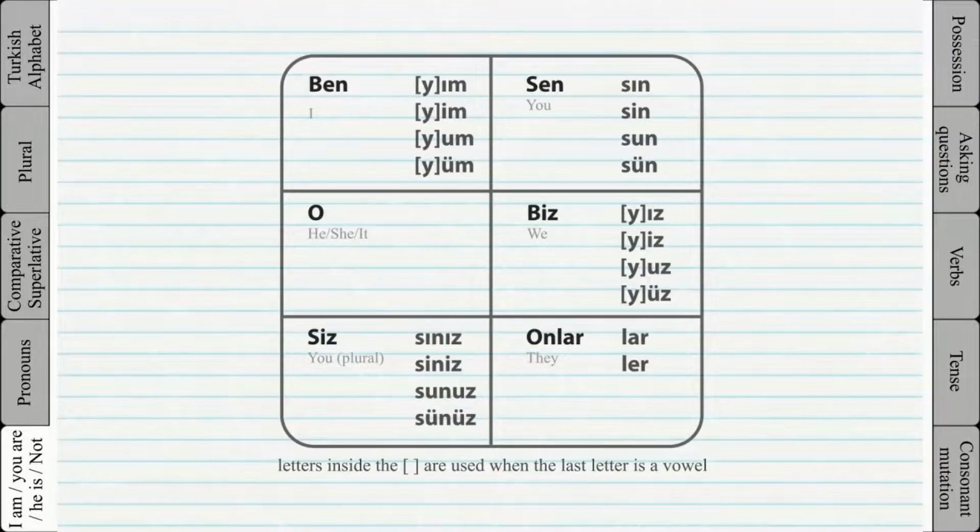Personal endings. The letter Y is used when the last letter of the word is a vowel, and then the personal suffix also starts with a vowel. The Y works as a buffer between the 2 vowels. In the Turkish language, 2 vowels should not come after one another.